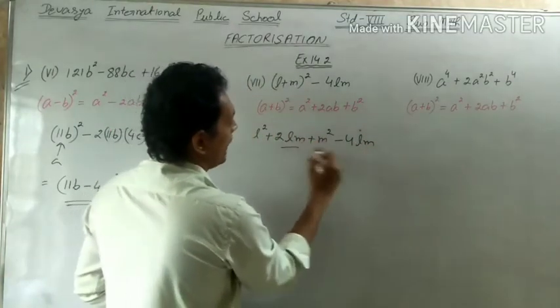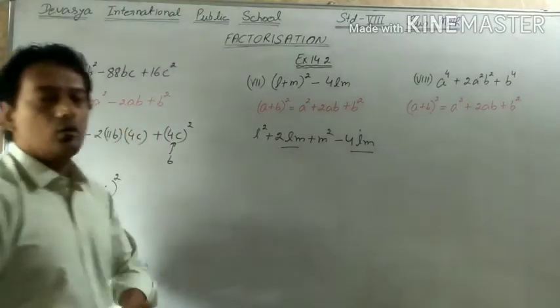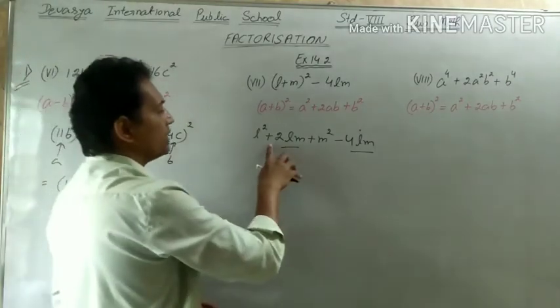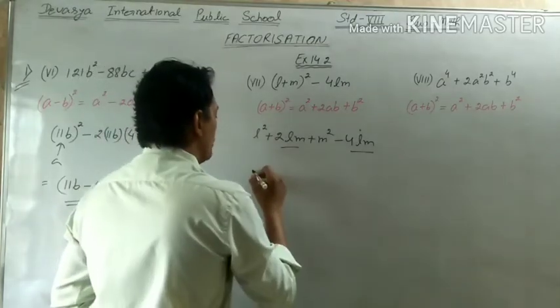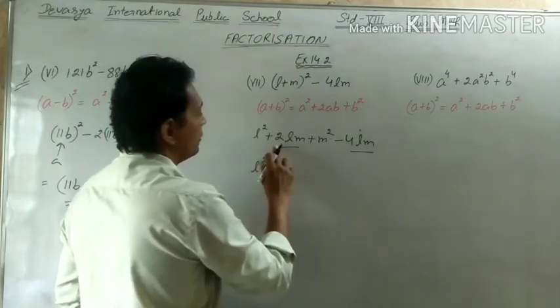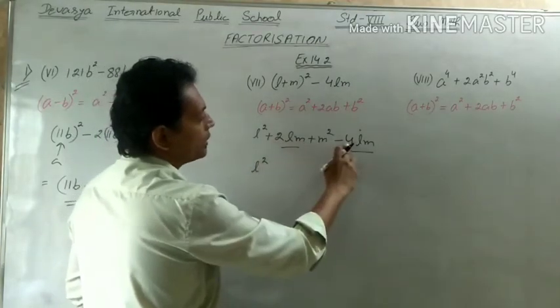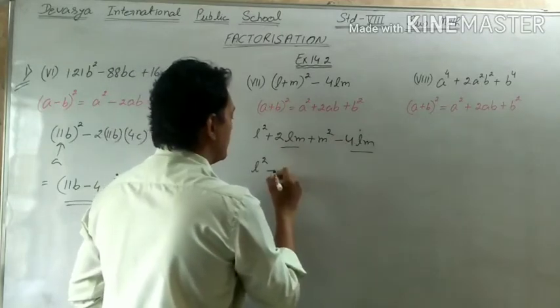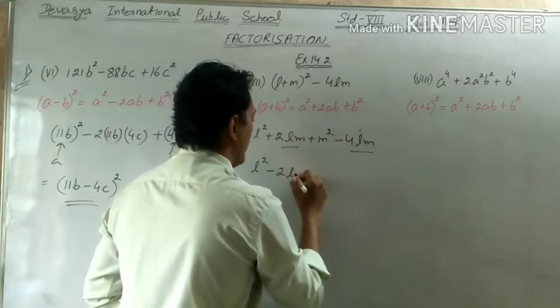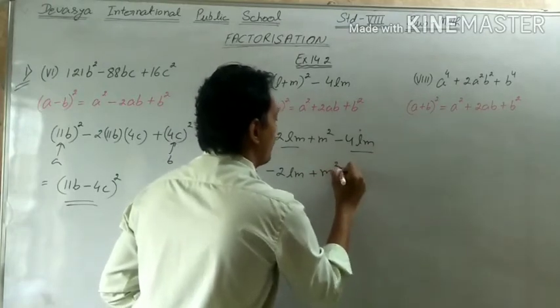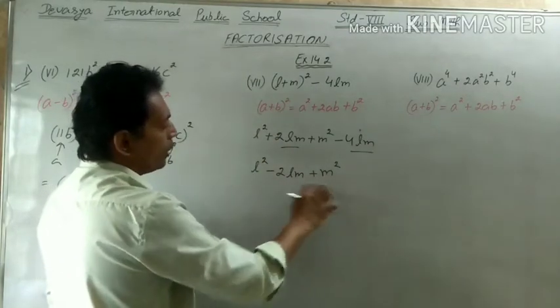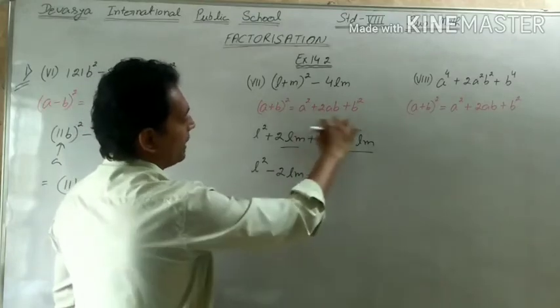Now these two are the like terms. We can operate the like terms. This is plus sign, this is negative sign. So we need to do the subtraction. So l square plus 2lm, this is minus 4lm, which gives you minus 2lm. And the last term is m square. Okay, so we have modified this in this format.